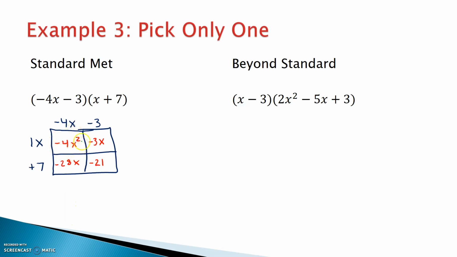All right, now I'm going to go through and write my final answer here. Well, negative 4x squared should come first. Okay, combine your like terms, combine your x's. Negative 3x and negative 28x gives you negative 31x. And then the last one's going to be negative 21, which is just your constant, and that's it. There we have it, binomial times a binomial.